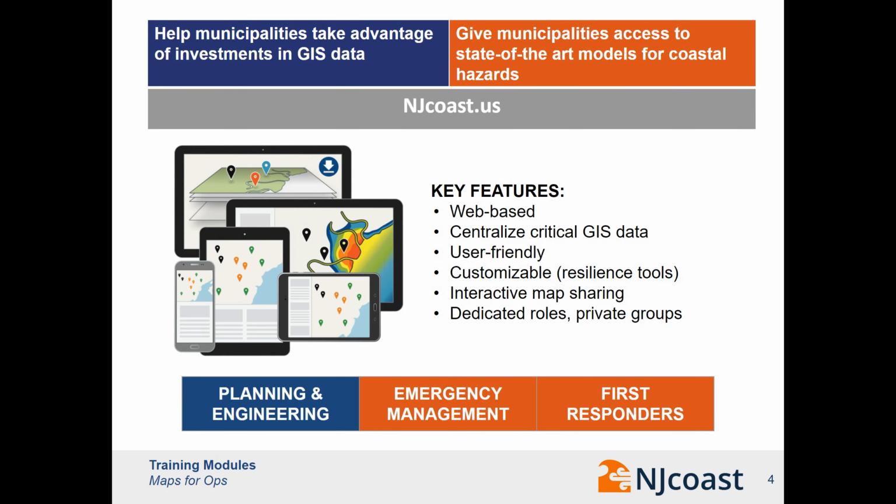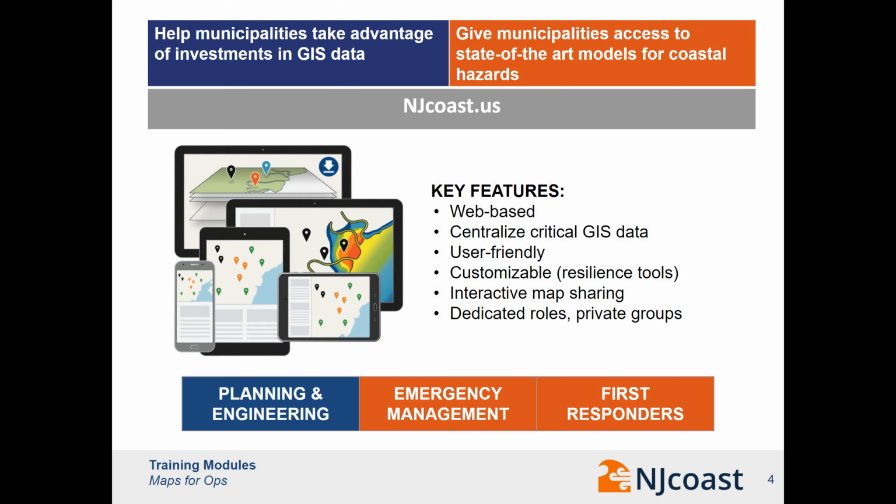So, to begin with, NJcoast was founded based on funding from the Department of Community Affairs to basically make 2 things possible. 1, to help municipalities take advantage of all the investments in GIS data. The GIS data has been assembled across the state, county, and municipal levels in the state, and we wanted to really bring together those assets into a platform that would be much easier to use and interact with.